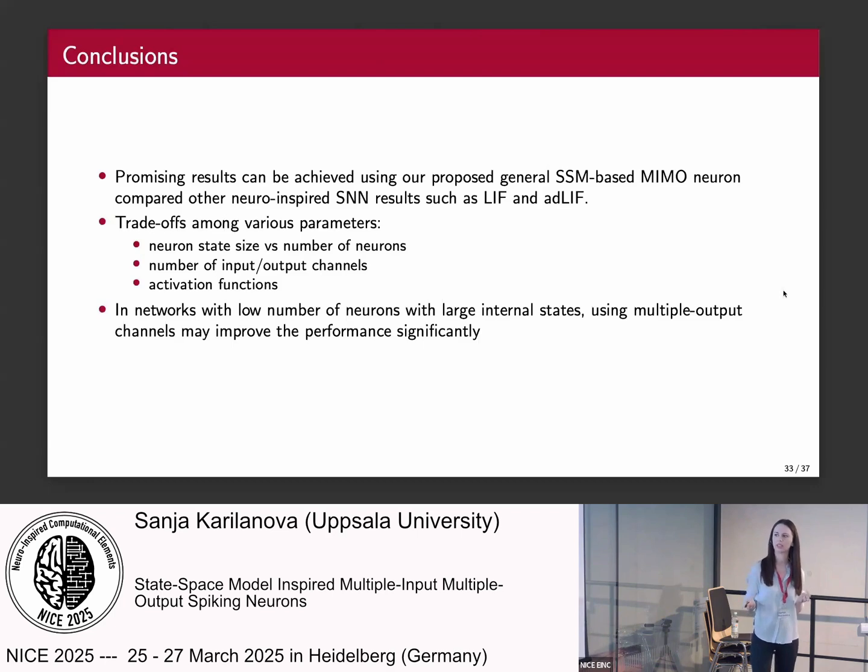Another thing that we looked at is the trade-off among various design choices for the models, such as the state size of the neuron versus how many neurons we used, the number of input and output channels, as well as the activation function and the quantization levels of the activation function itself. One conclusion that is clear and can be drawn is that in models with a large state dimension and a low number of neurons, multiple output helped and improved the performance significantly.